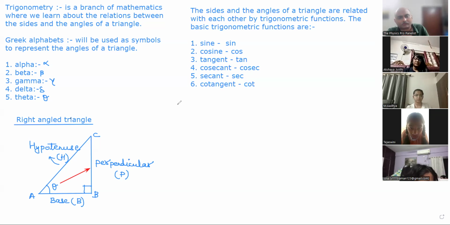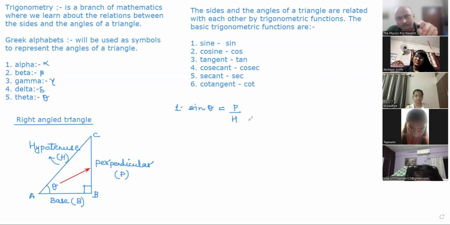So now let's see how they are related. Okay. So the first function we are talking about is sine. The function operates on the angle of the triangle. So sine of theta. How is this sine theta given? So theta is fed to this function and it will give you some output, right? So the value of sine theta is given as perpendicular upon hypotenuse.